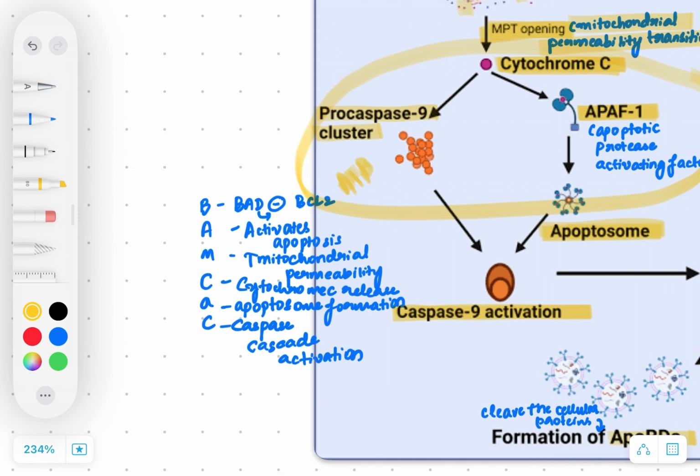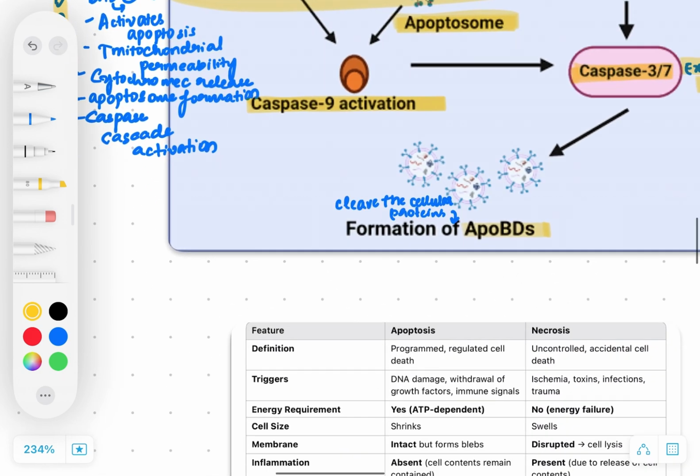First, the intrinsic pathway can be remembered with the mnemonic BAM-CAC, that is, first BAD inhibits the BCL2, that is the anti-apoptotic factor, and it further activates apoptosis and leads to increase in the mitochondrial permeability, causing cytochrome C release, apoptosome formation and caspase cascade activation.